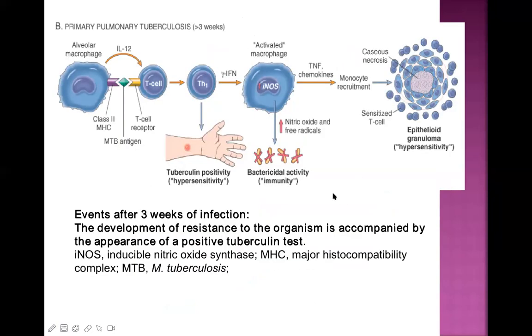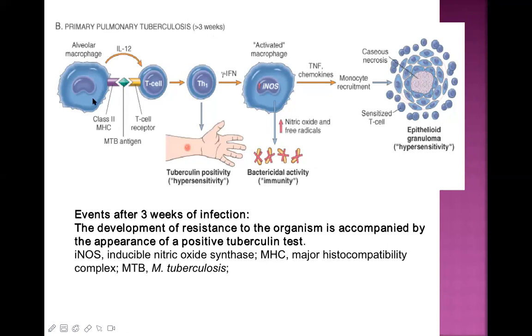Now, what is the pathogenesis of primary pulmonary tuberculosis? Let's talk about it. What is really happening inside the lung? In primary pulmonary tuberculosis, usually the incubation period is more than 3 weeks. From the exposure till the development of signs and symptoms, it may take more than 3 weeks.